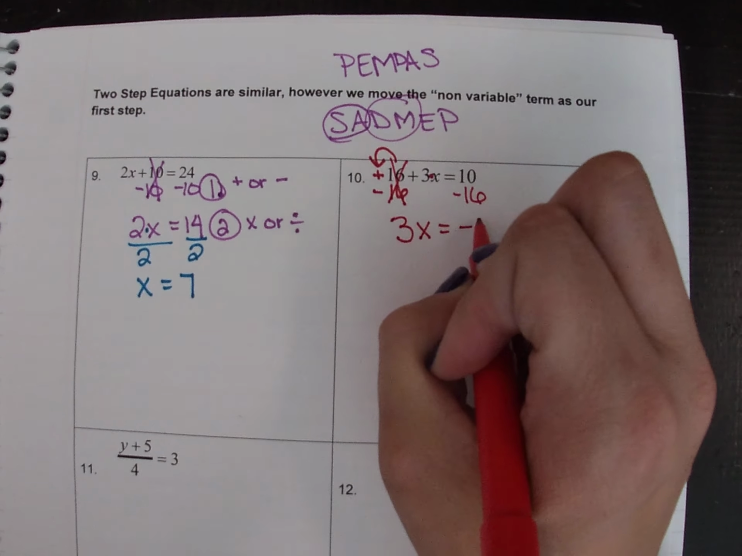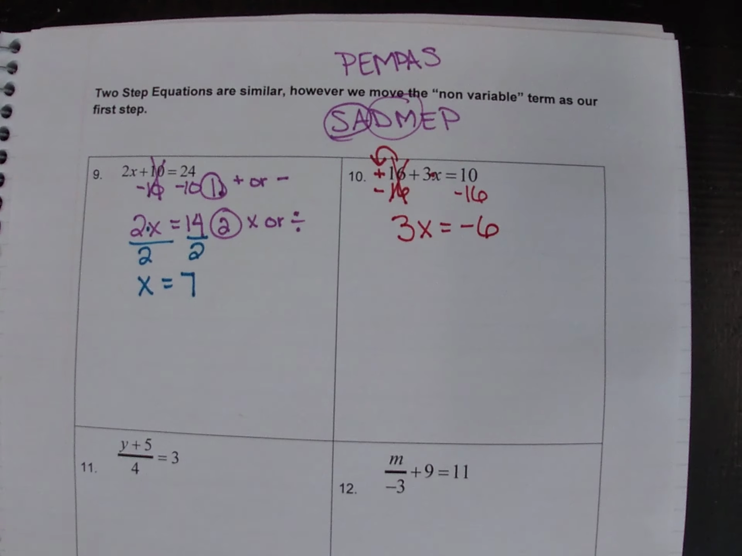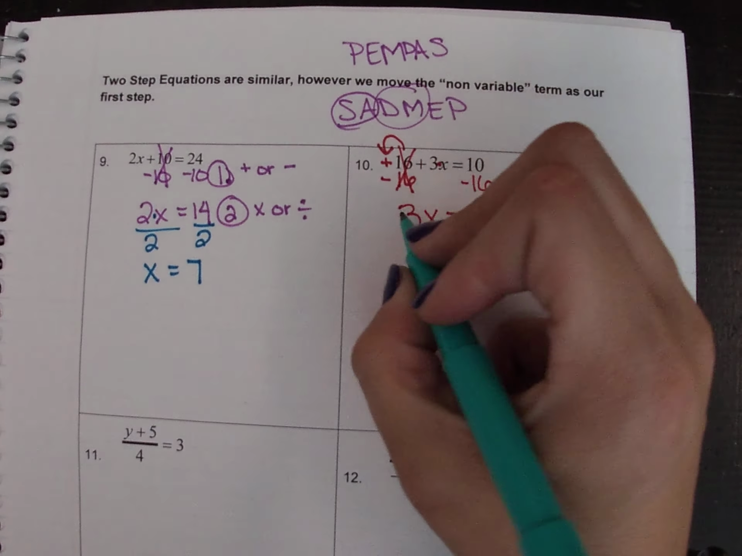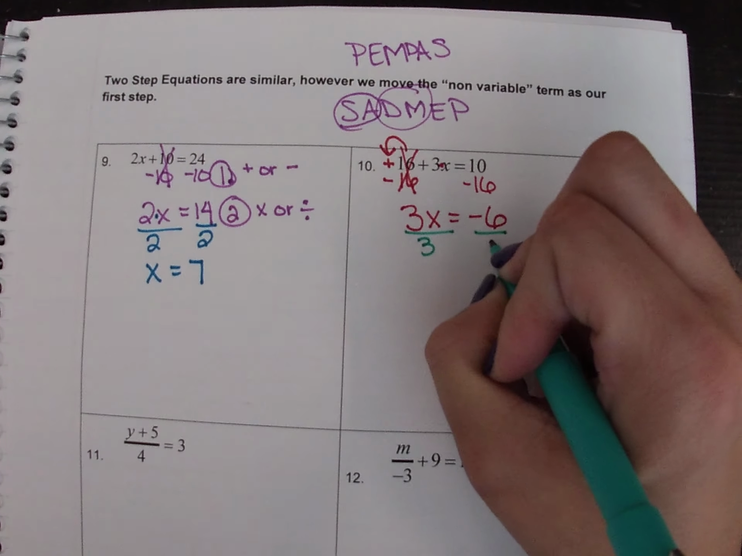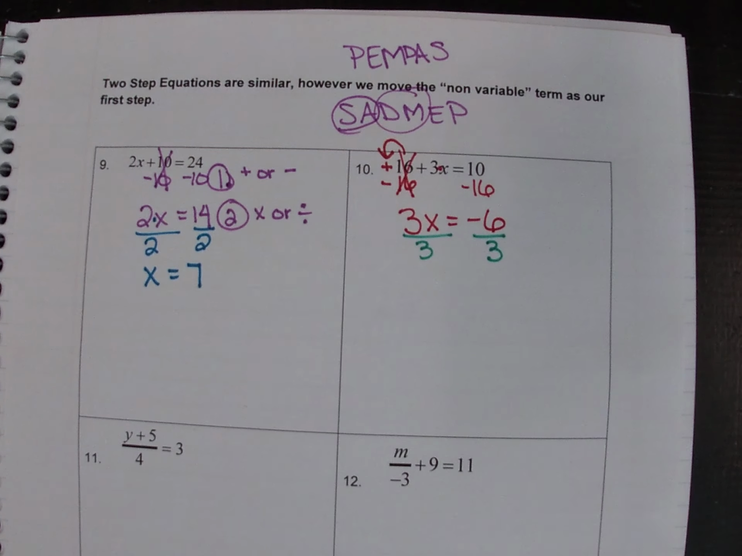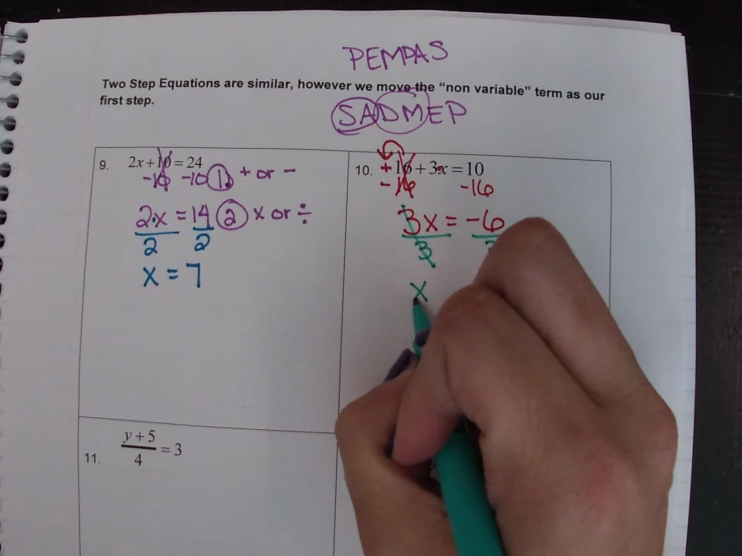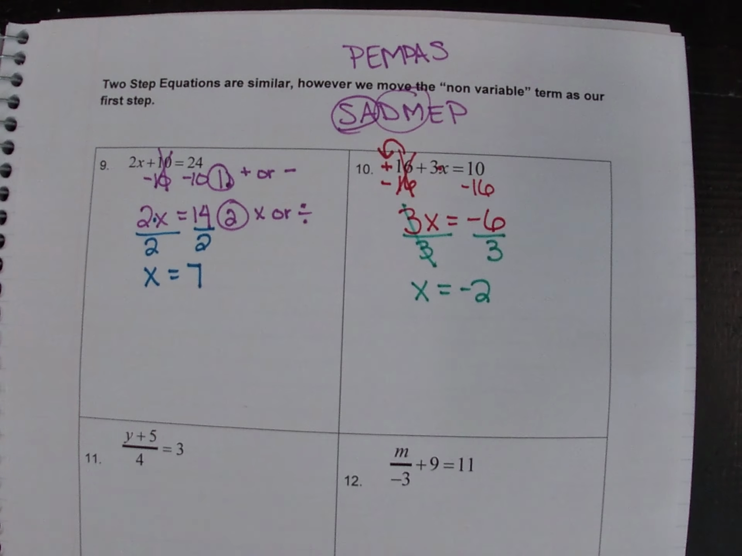So now we'll have a 3x equals a negative 6. We're now left with multiplication. We undo multiplication with division. Our 3's cancel out, and x equals negative 2.